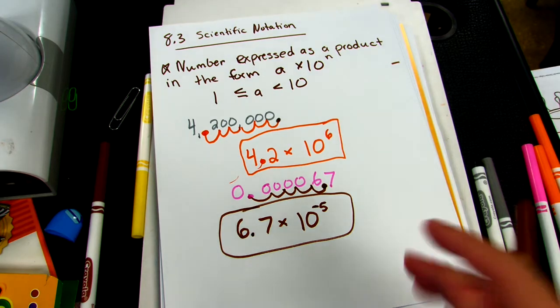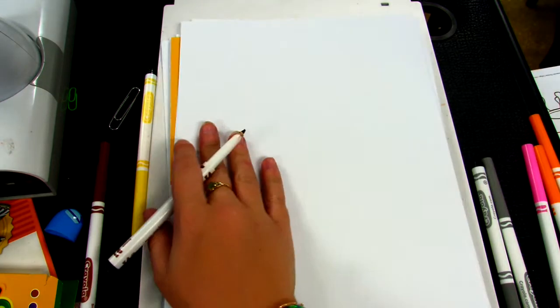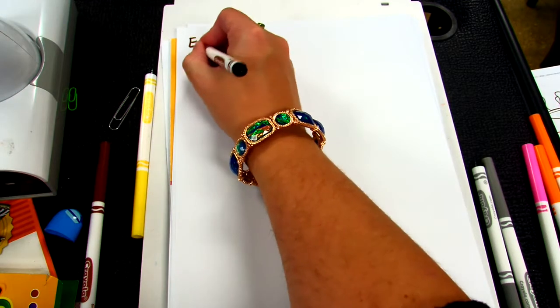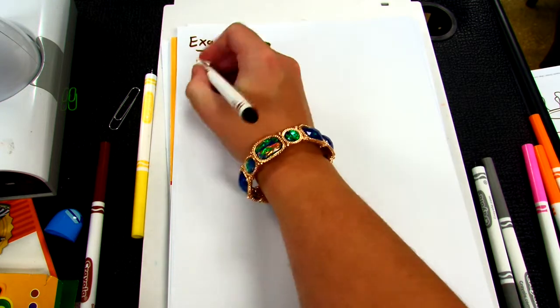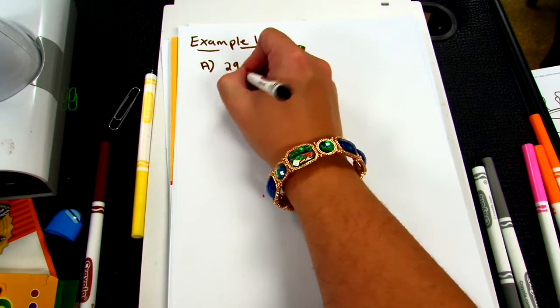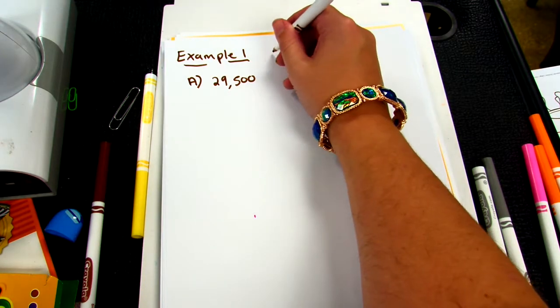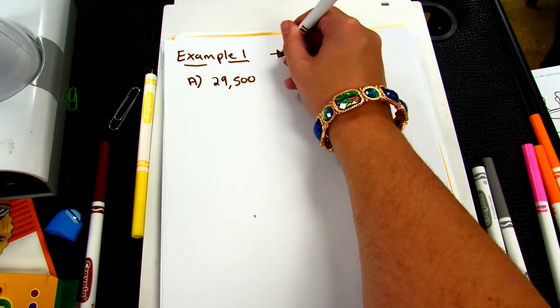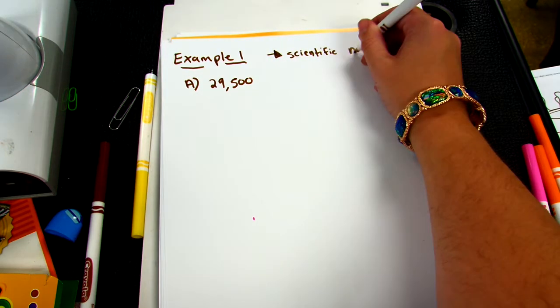All right, so let's go ahead and do example 1, now that we've talked about it. When we do example 1, I would like you to go ahead and try it yourself and see if you can come up with it. So example 1, part A, I want you to do 29,500, and you are going to put it in scientific notation. So go ahead and pause the video and see if you can figure out how to do it.